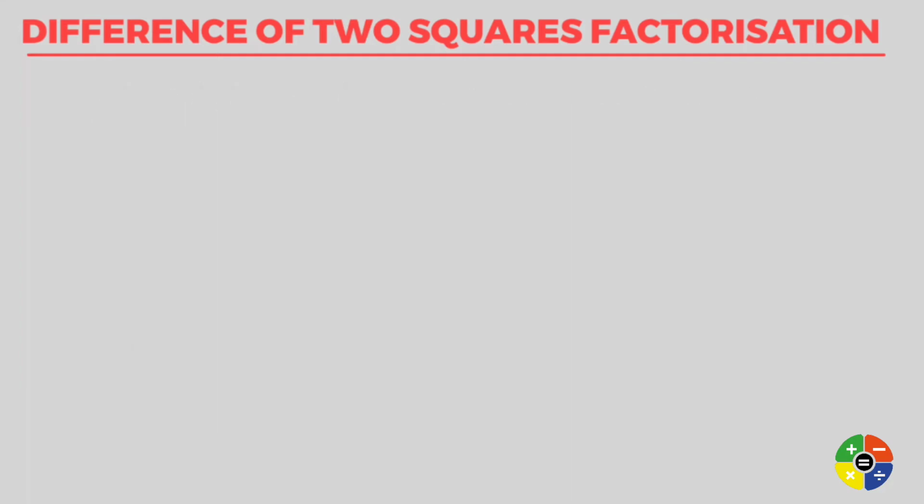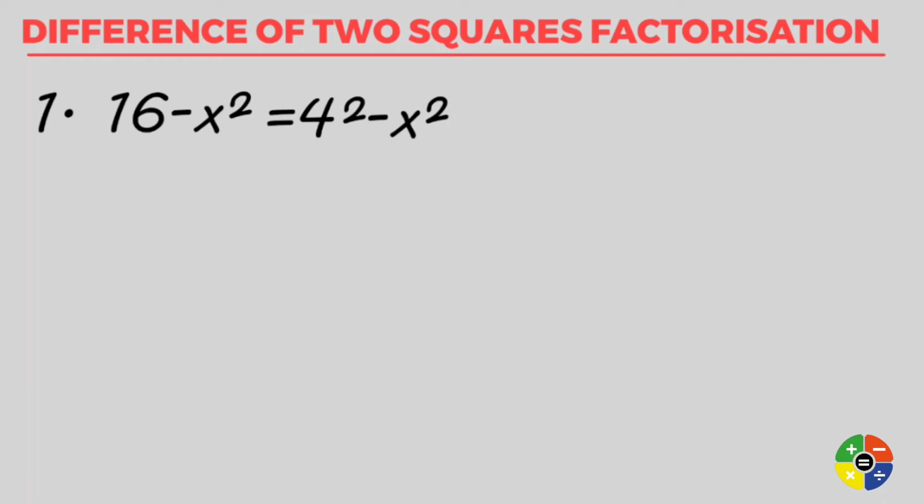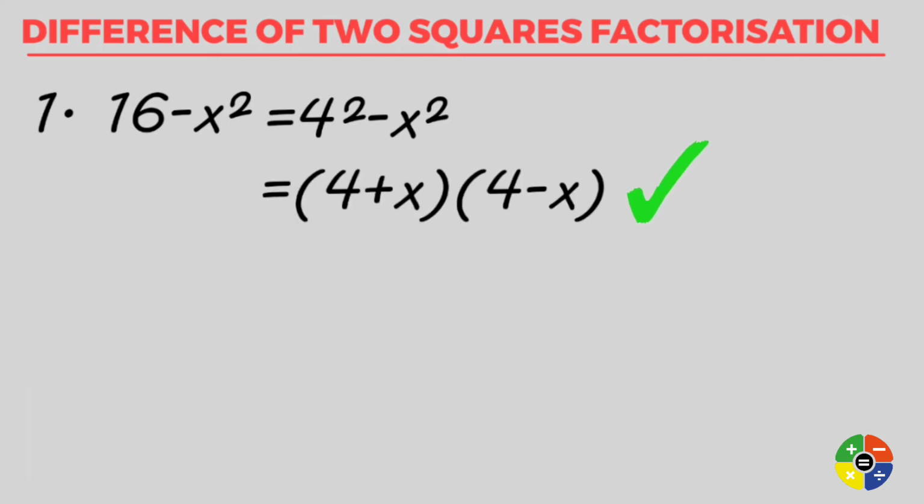1. Fully factorize 16 minus x squared. Notice that 16 and x squared are perfect squares. So we are finding the difference of two perfect squares. We can rewrite 16 minus x squared as 4 squared minus x squared. Applying the difference of two squares formula, we get 4 plus x into 4 minus x.